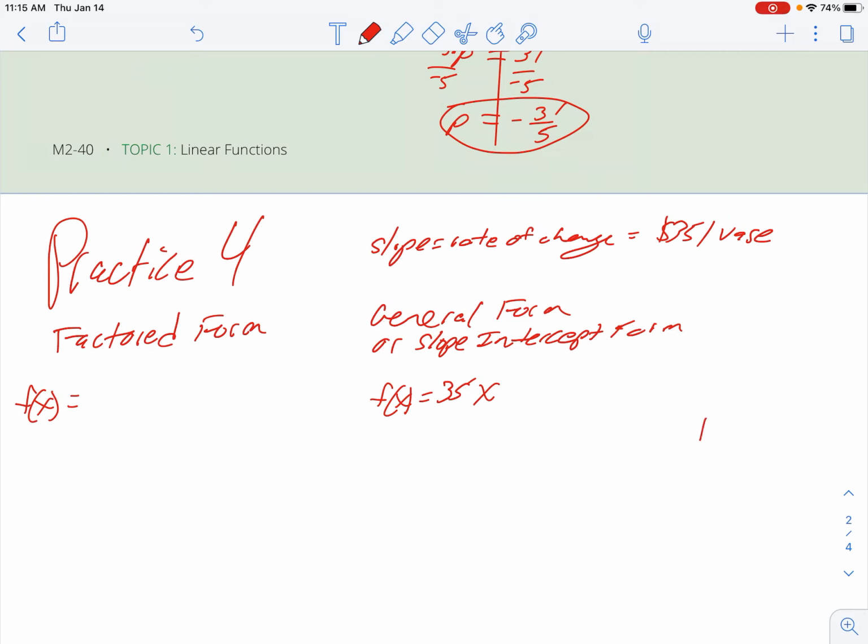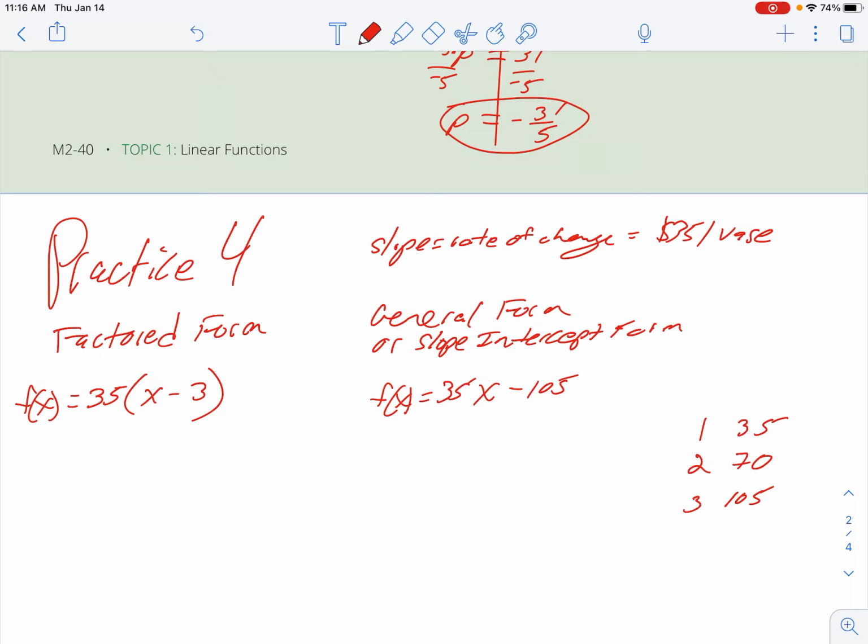So if you lose 1 vase, that's $35. You lose 2 vases, we double it. That's $70. We lose 3 vases, there's another $35. So we're losing $105 off of that, off our profit. Now what that looks like in factored form is that $35, that rate, times the vases we sell minus the ones that we always lose, minus those breaking ones. So that's the factored form.